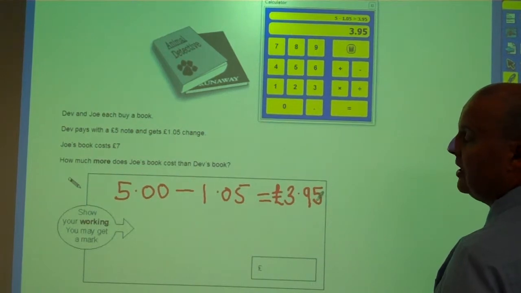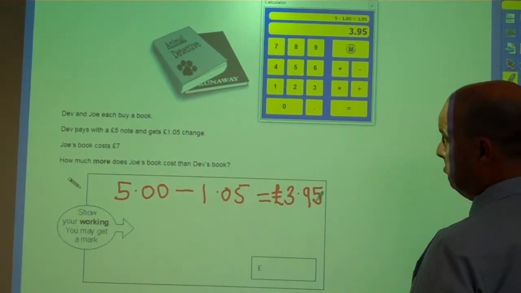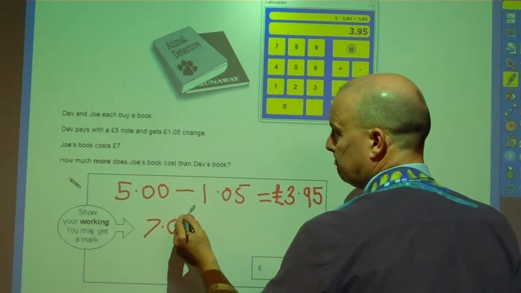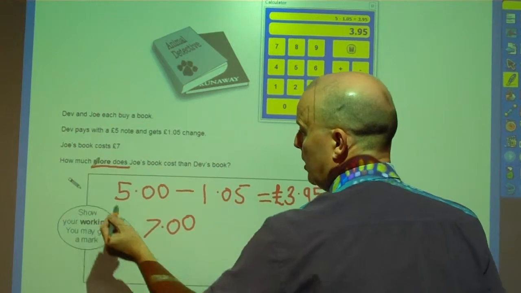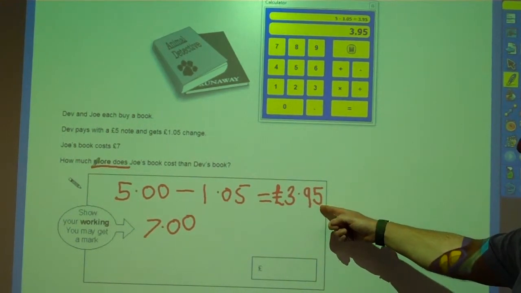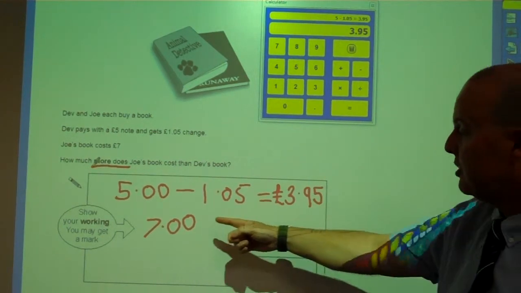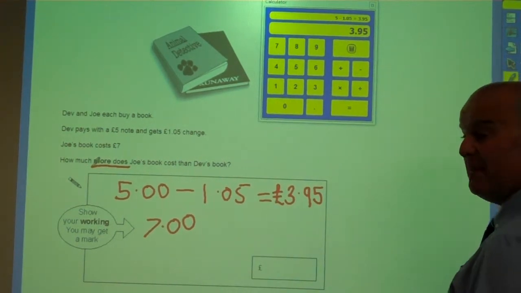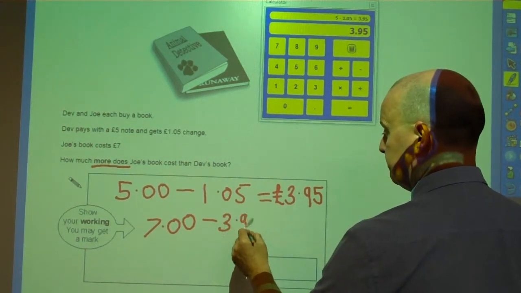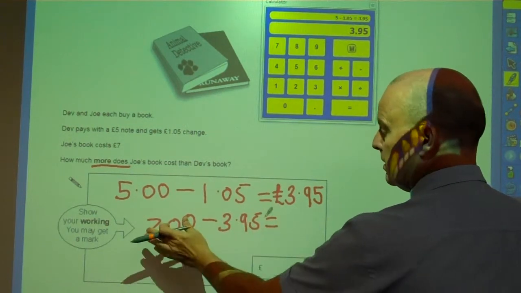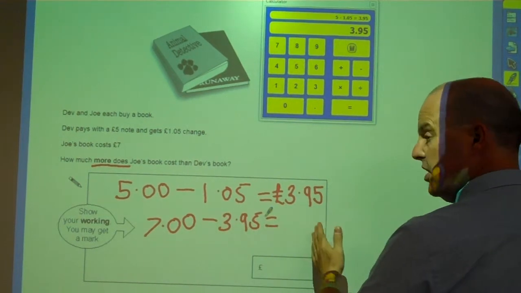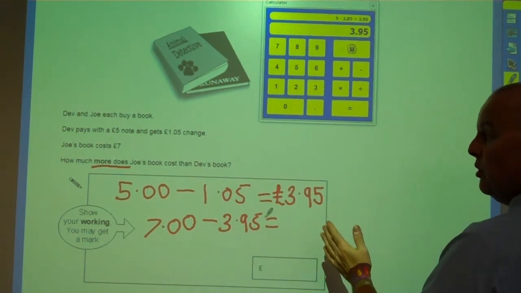Joe's book cost £7. Here's Joe's book, £7. How much more does Joe's book cost than Dev's book? So using my original piece of information about the cost of Dev's book, I'm going to subtract that from the cost of Joe's book to find out how much more it cost. So showing my workings again. Cost of Joe's book, cost of Dev's book. If I subtract it, that means I'll know how much more Joe's book costs than Dev's.